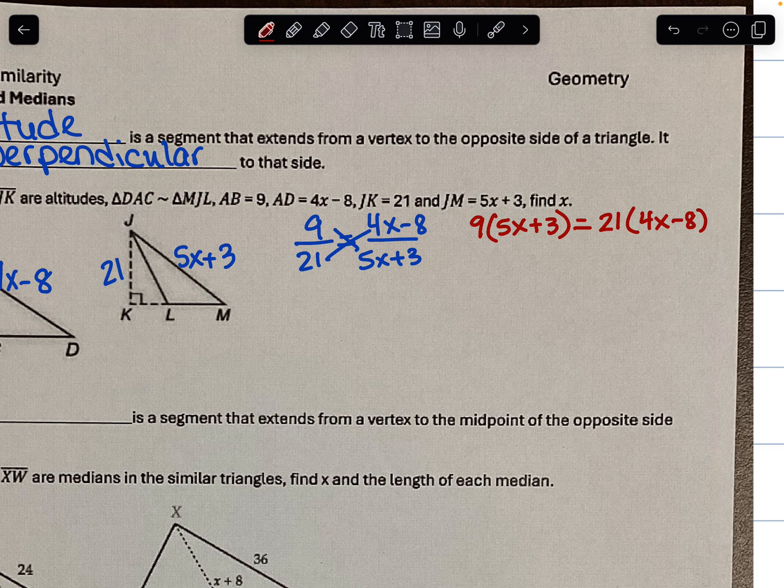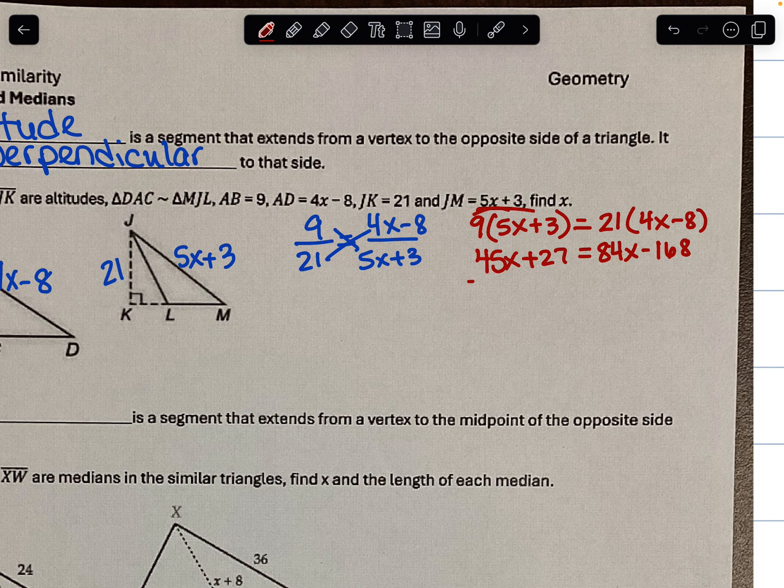Okay? All right, how do I get rid of my parentheses, Brady? Distribute. Okay, tell me what you get when you distribute 9. 45x plus 27. Okay, go ahead and distribute the other side for me. Equals 84x minus 168. 21 times 8, not 2 times 8. 168. Okay, good.